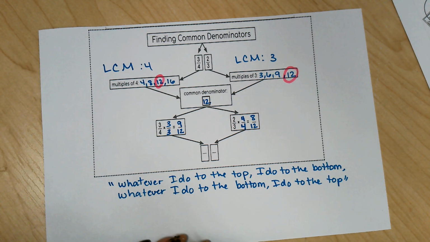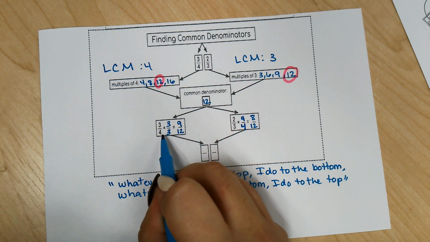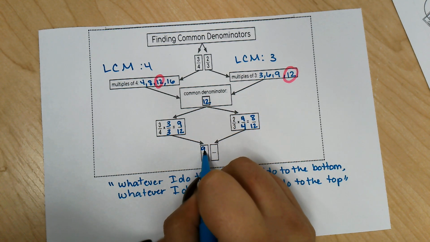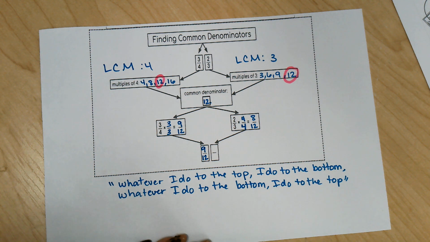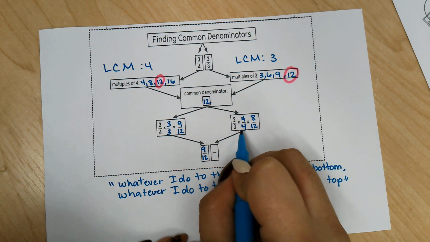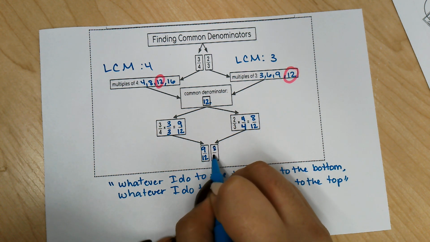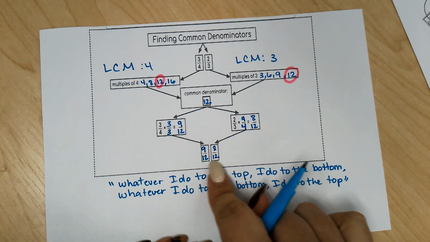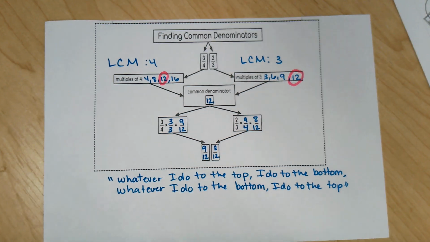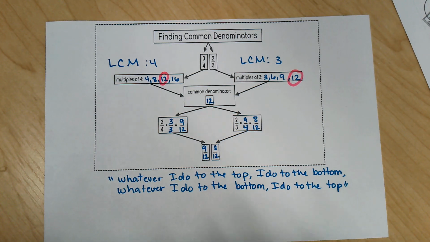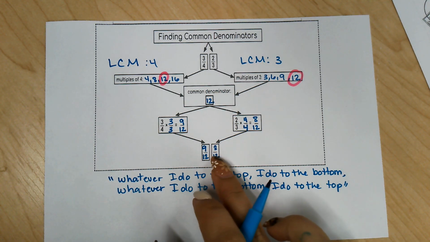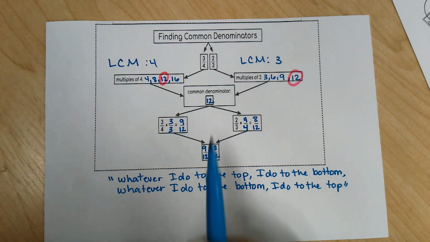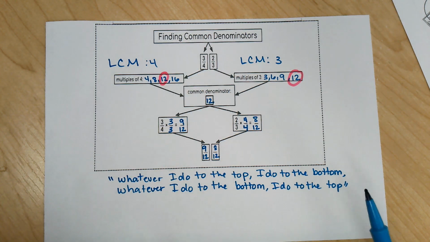Now my new fractions: instead of 3/4, 3/4 is now going to equal 9/12. And 2/3 is now going to equal 8/12. So now I have my common denominator for both. Now, depending on what they're asking you to do, either add or subtract, then we'll do that using these new fractions. Okay, but this is how we're going to find the common denominators without your area models.